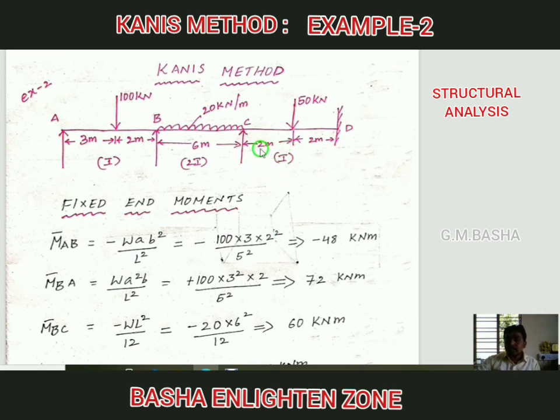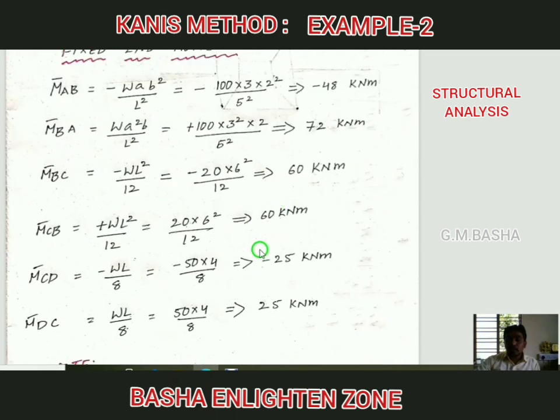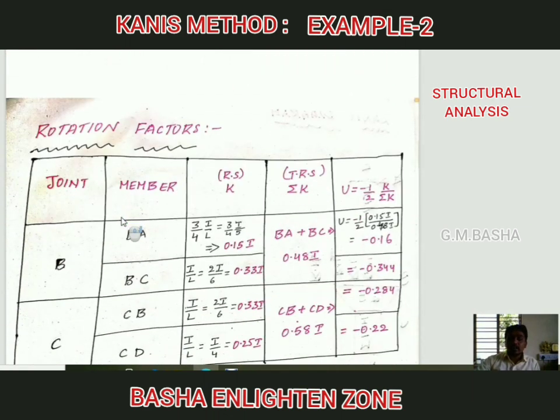Then go to the next span, that is M bar CD, where the CD span consists of a concentrated load exactly placed at the center position. What is the formula for that? Minus W L by 8, and M bar DC is equal to plus W L by 8, where W equal to 50 kilonewton and L equal to the length of that particular span. Then if you simplify in your calculator, you will get minus 25 kilonewton meter and plus 25 kilonewton meter. Friends, we already derived all these formulas in chapter 1. If you want, you can see those videos also; I already uploaded them on my channel. Then go to the next step, that is rotation factors.